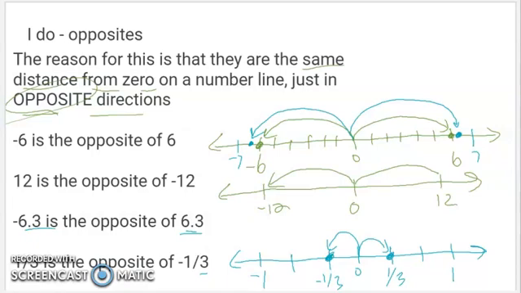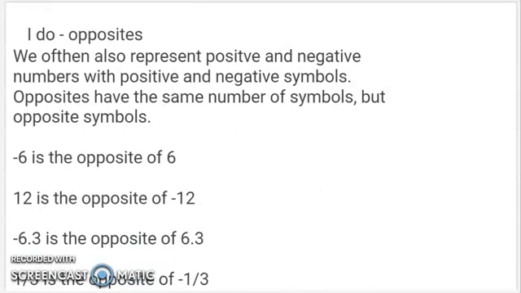Number lines are one way you often represent positive and negative numbers and their opposites. Another one we do is positive and negative symbols, as I'm going to call them. Opposite numbers have the same number of symbols, but the opposite symbol. So sometimes you'll see me represent -6 like this with 6 negative signs, like that. And you'll see me represent 6 with 6 positive signs. As you can see, they have the same number of symbols, 6 here, but opposite in their sign, -6, +6. Same with 12.